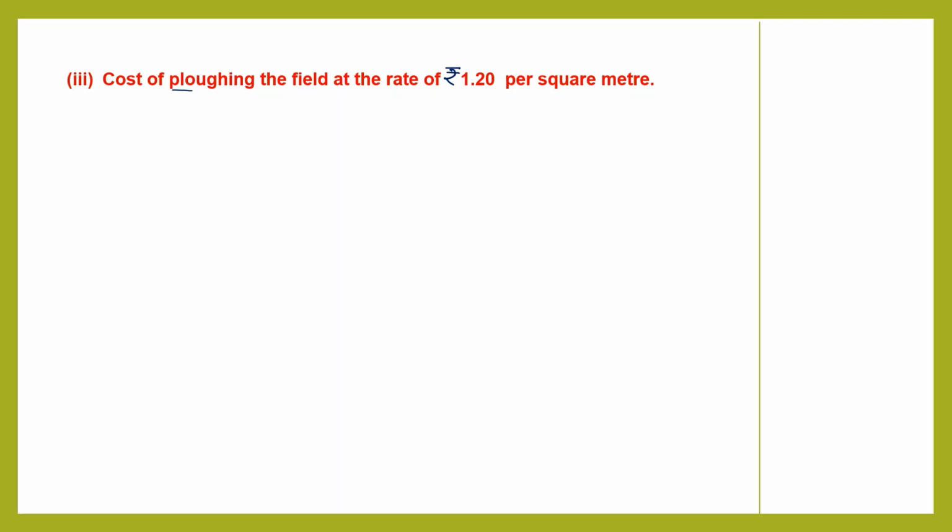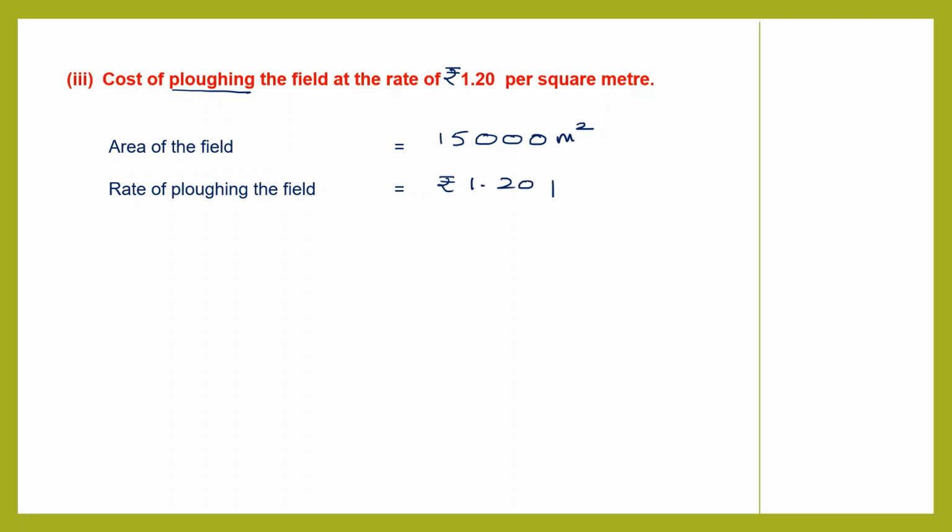So when we are talking about ploughing, we are talking about the area of the field. So the area of the field is 15,000 meters square. The rate of ploughing the field is given to us as 1 rupee 20 paisa per square meter. Now to find the cost of ploughing the field, we have to multiply area into rate.